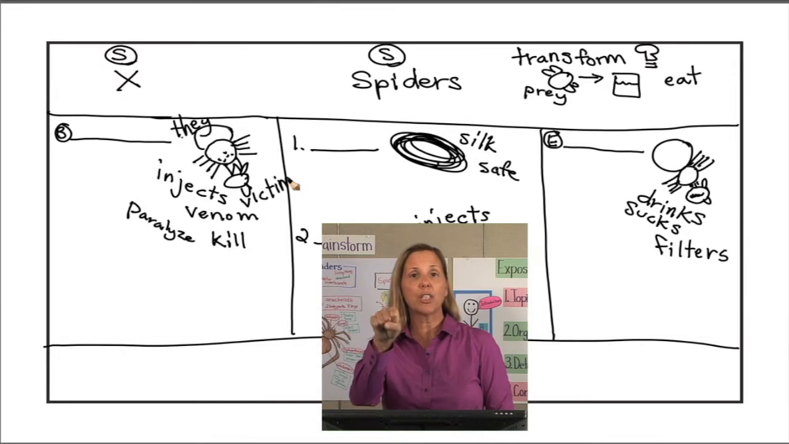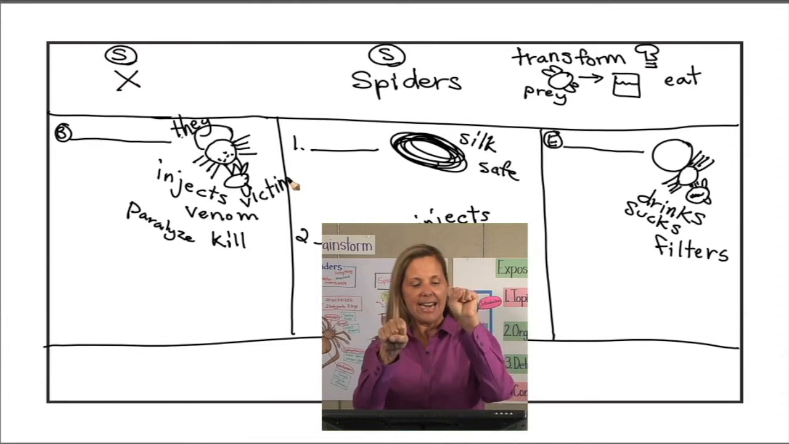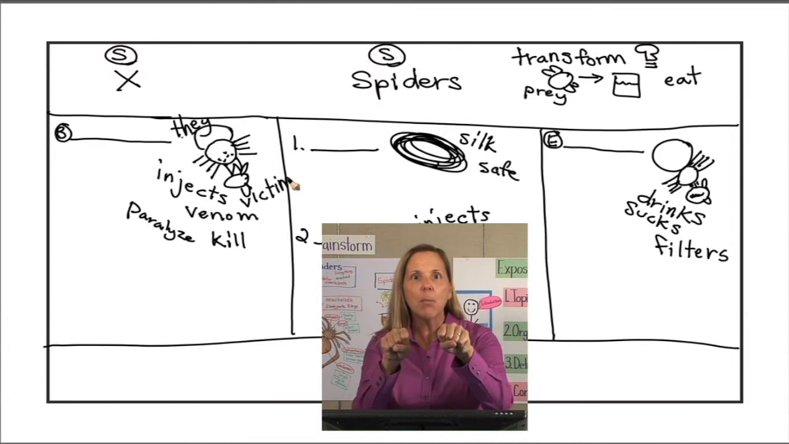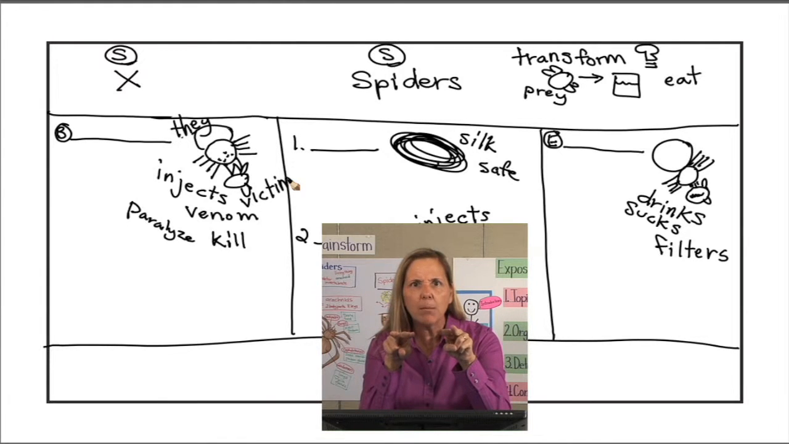Who or what are we talking about? The spiders. What word are we using instead? They. All right, what information are you telling me that they were going to do in this detail? They inject their victim with a poisonous venom to paralyze them or kill them.